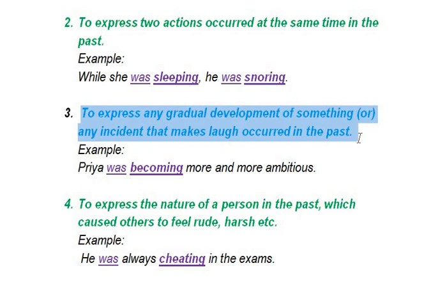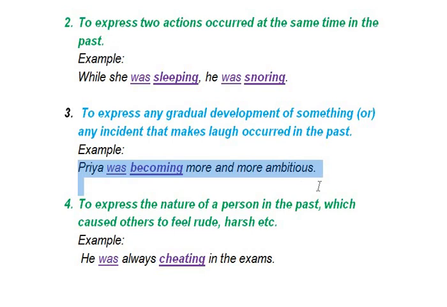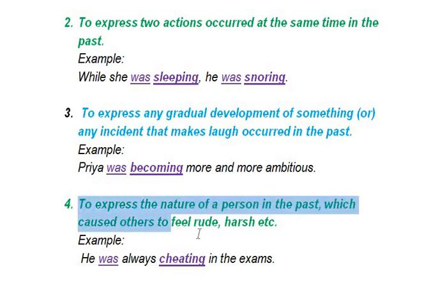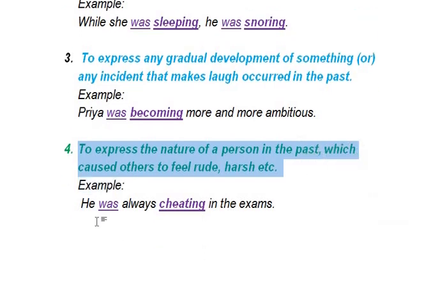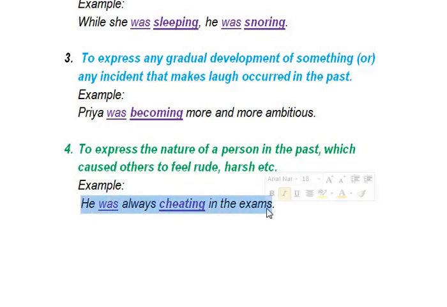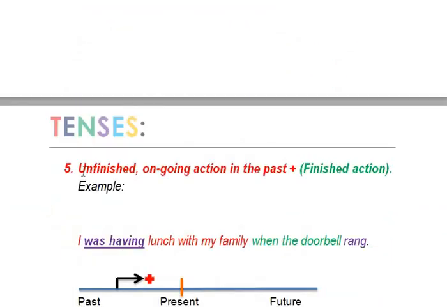And the third usage of past continuous tense is to express any gradual development of something or any incident that took place in the past. For example, Priya was becoming more and more ambitious. This indicates an increase in the ambition of Priya. And the fourth usage of past continuous tense is to express the nature of a person in the past which caused others to feel rude or harsh, etc. For example, he was always cheating in the exams. So this speaks about the habit of cheating.